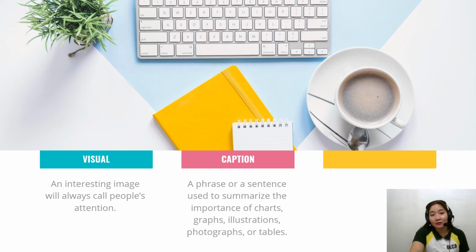Okay? And of course, the headline, which is very necessary. Okay? It is the extra large opening statement used in a layout. So sometimes, class, it summarizes what the text is about. Okay? It is the part of an advertisement that gets the reader's attention. Okay? It actually arouses the interest by providing a benefit and leads them to read the rest of the ad.